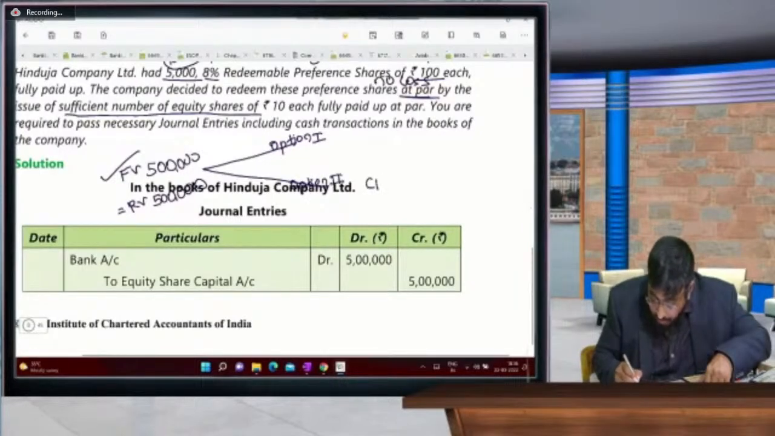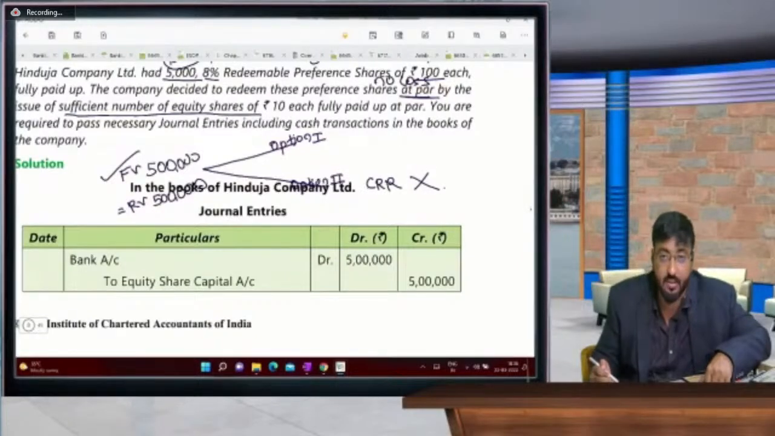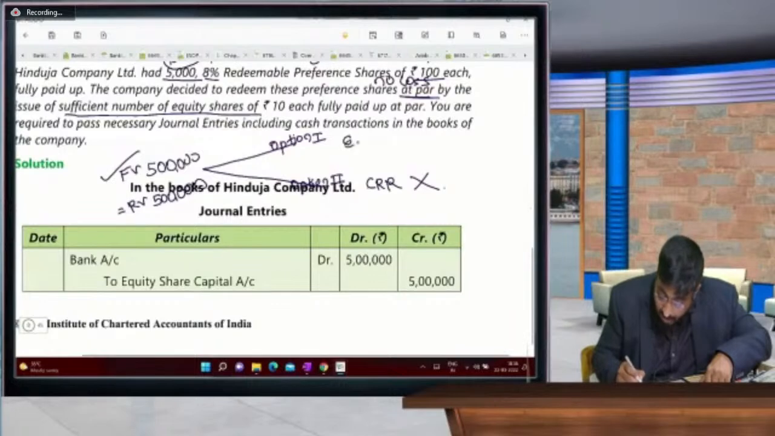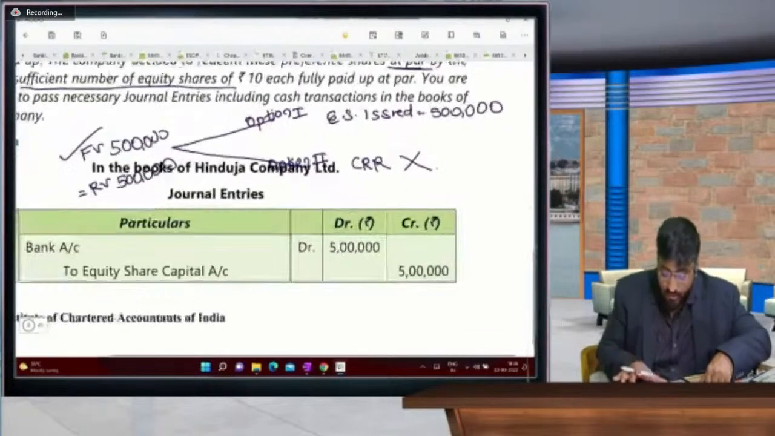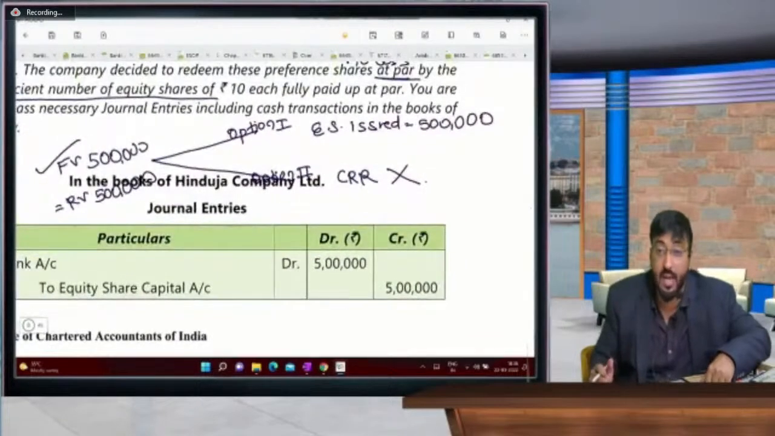In this option, there is no CRR. So option number 2, cross. Write down only option number 1, that is equity shares issued, which is equal to 5 lakhs. So this diagram will help you out. This diagram is very, very important.